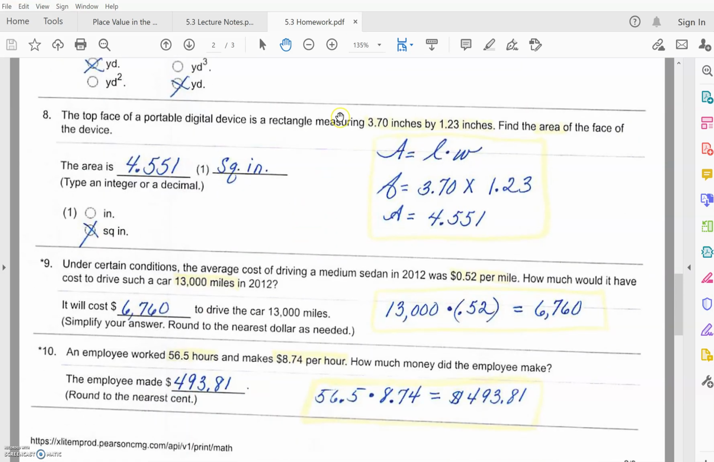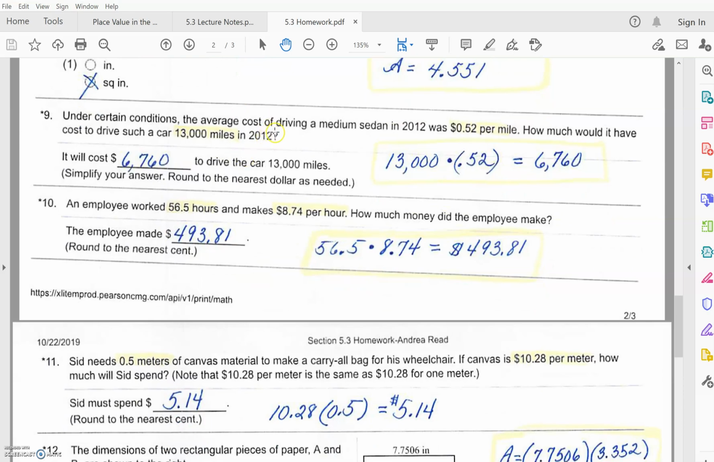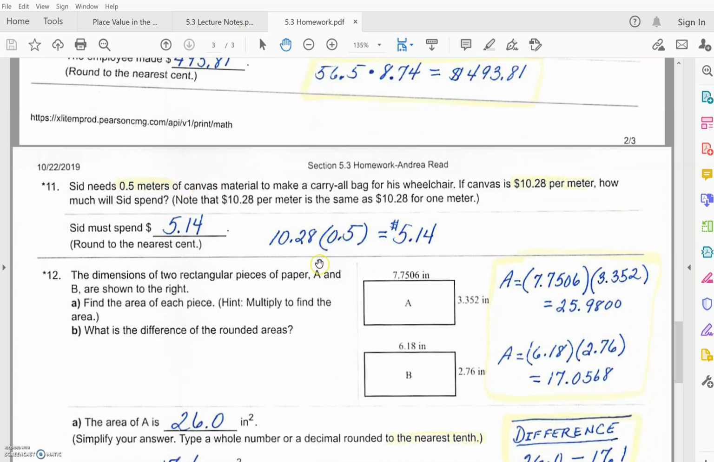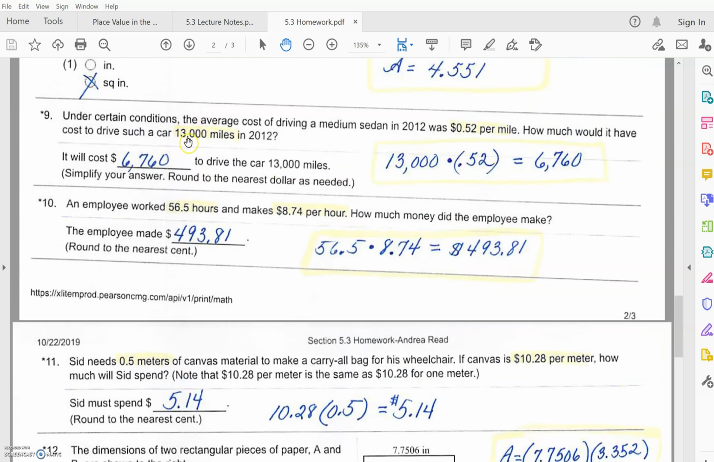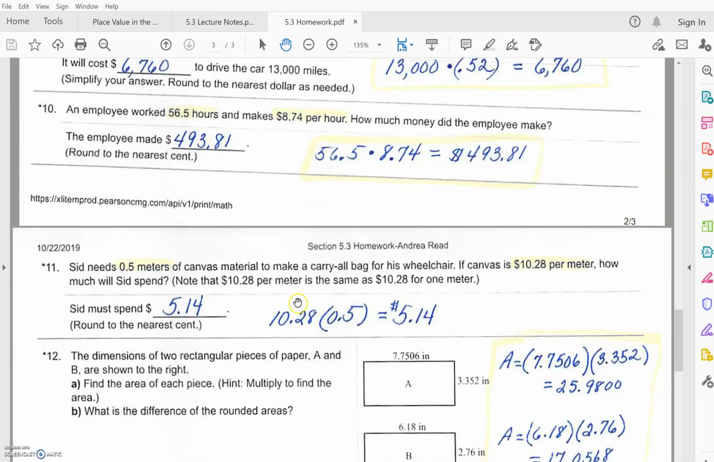When you go down below, you're now going to deal with find the area. The area would be the length times the width, and that's how you'll get your answer, and the units should be square inches. Down below underneath of that, from the rest of these word problems, you can see, and it would be great if you would read through them, all you're doing is multiplying each one. So they're all multiplying out. So for this first one, you're taking a mileage times the 0.52 cents per mile. The one down below, you're just taking how many hours times the rate, which is 8.74.